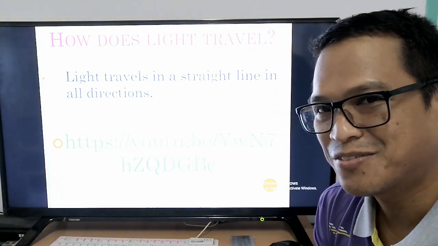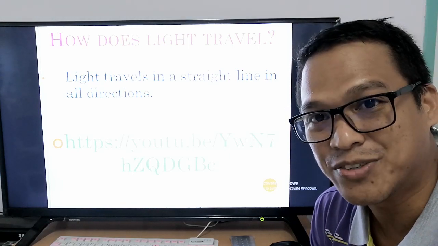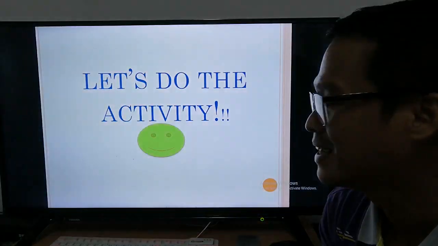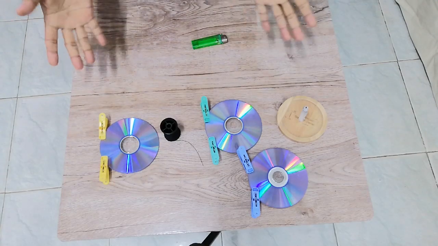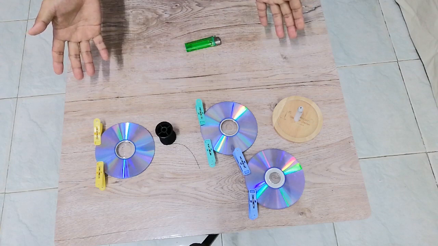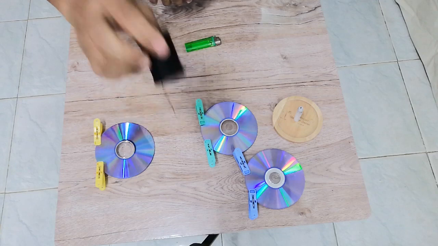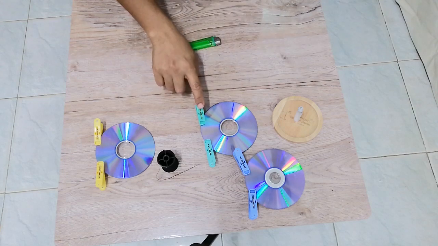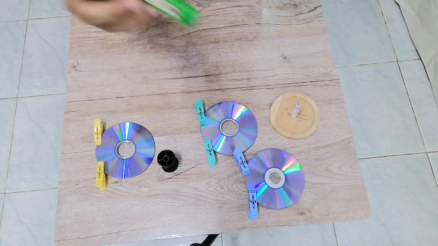Okay, after watching that video, I will show you an experiment to further explain how light travels in a straight line. Let's move on to the activity. We are now here on the table, and these are the things that we need for our experiment for today. We need a thread, 3 CDs, some cloth clips, a candle also, and a lighter.